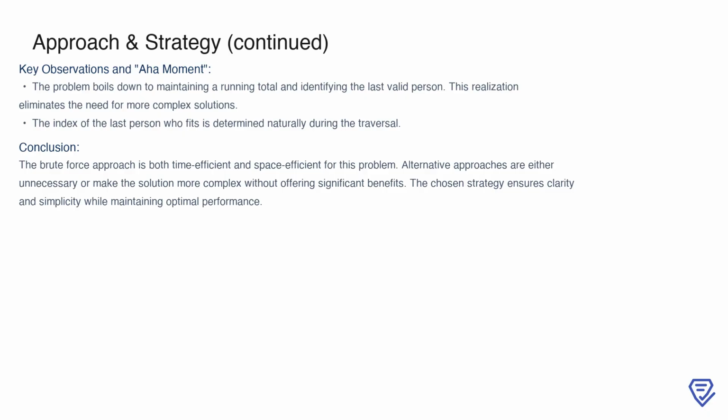Finally, the key insight that simplifies this problem is understanding that it revolves around maintaining a running total of weights and identifying the last person who fits within the elevator's capacity. This realization eliminates the need for more complex solutions, as the answer naturally emerges during a single traversal of the weights array. By keeping track of the cumulative weight and stopping as soon as the limit is exceeded, we solve the problem efficiently and intuitively.